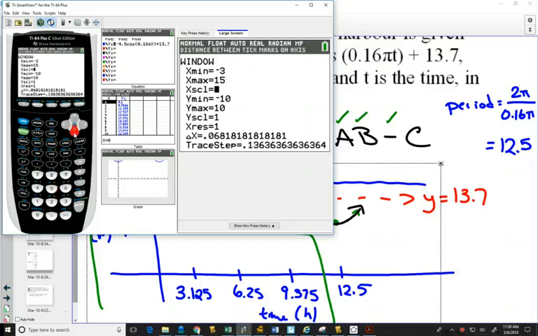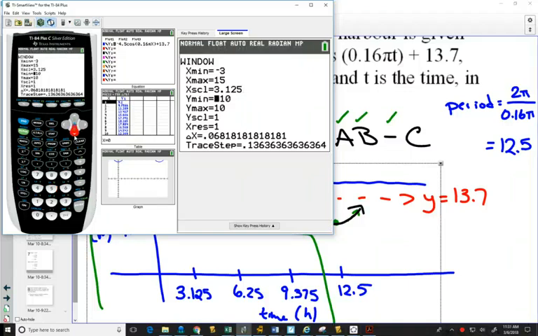You may never have used this X scale thing before. All the X scale thing is telling you is where it puts its marks. So when it's set at 1, it'll put marks at 1, 2, 3, 4, 5, 6, 7, 8, 9. If I want these marks exactly as I've written them here, I'd have to set my scale to 3.125, because that's what one of my marks is. So I'm going to do that just so it really matches up with my graph.